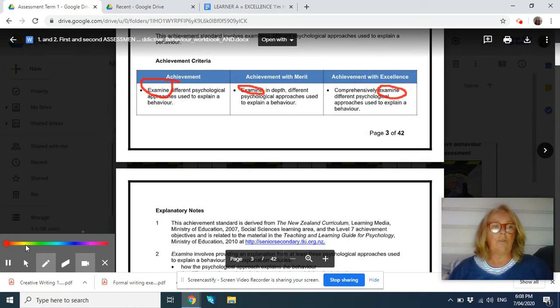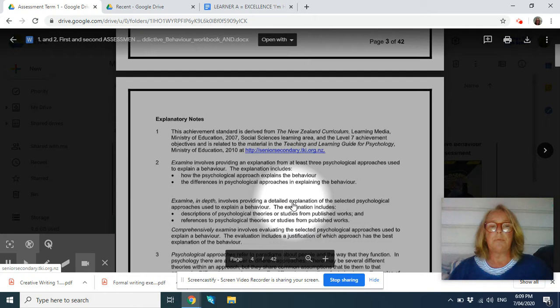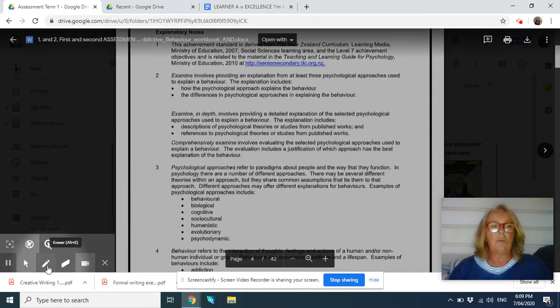If you look, however, at the words for merit and excellence, here we have examine in depth, and with excellence, we have examine comprehensively. Other than that, the other parts of the standard are the same. So to get a merit, you need to do it in depth. To get an excellence, you need to do it comprehensively. So what does that look like? Well, in the explanatory notes here, you have a little bit of help.